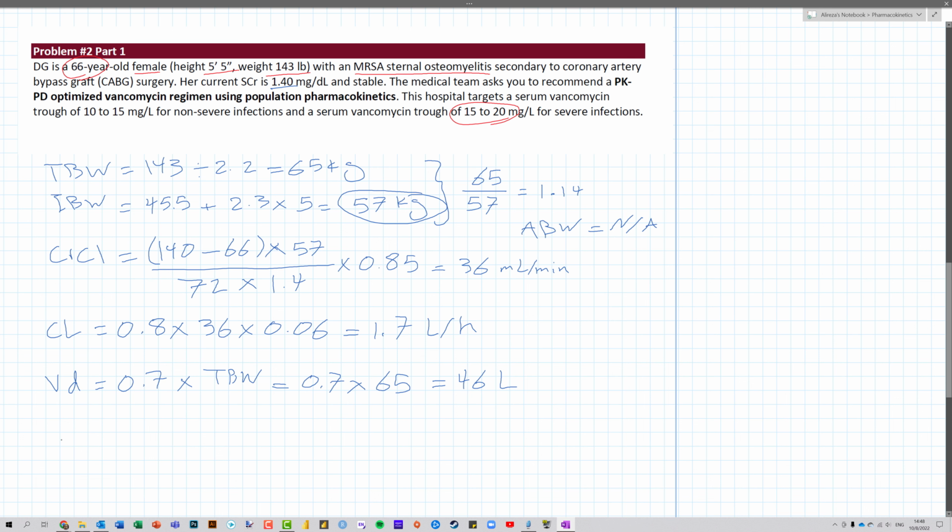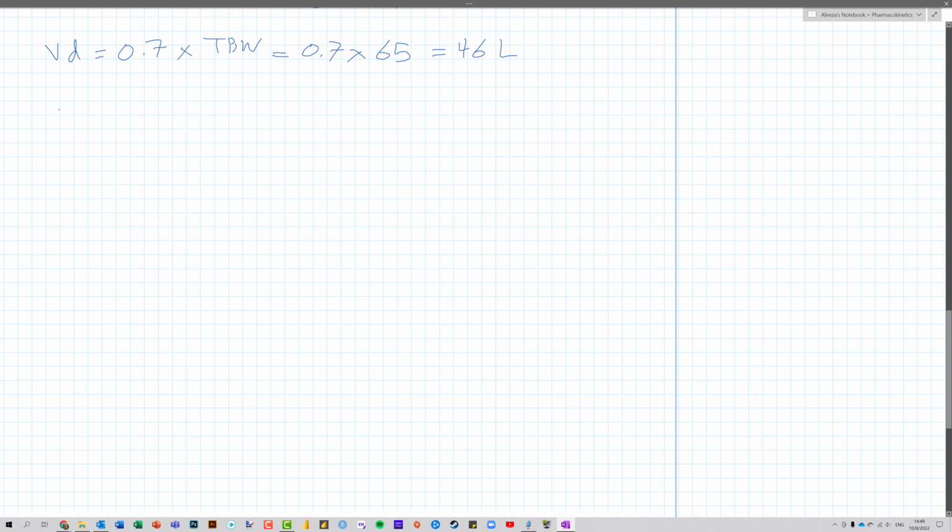And then next we can do the elimination constant. There are different ways to calculate elimination constant. One way is to use clearance and volume of distribution. So here's clearance divided by volume of distribution. We calculated clearance to be 1.7, divided by volume of distribution, which was 46. And this would give you 0.037 inverse hours. Okay, so that's one way to do it.